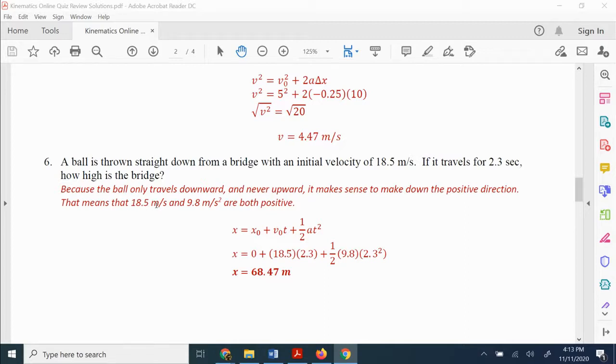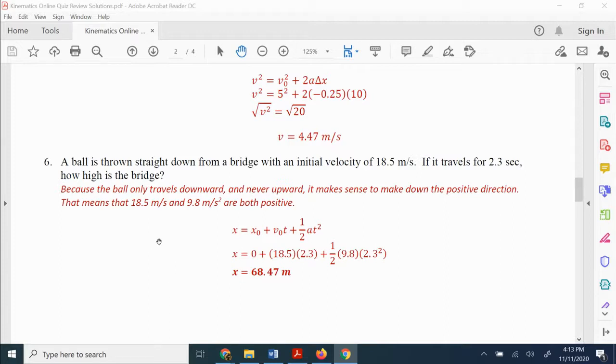The 18.5 is your initial velocity and it's a downward velocity. And the 9.8 meters per second squared is also a downward acceleration. So we would make both of those positive because we're choosing down to be positive. With an initial position of 0, it would make sense to make these y's instead of x's. I apologize that there are x's in the solutions. That's not necessarily the way it should be. But anyway, your initial position is 0.